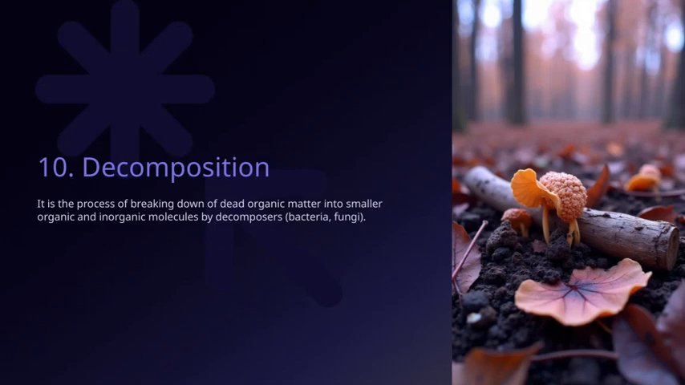Decomposition is a crucial process in ecosystems. It involves the breakdown of dead organic matter, which includes things like fallen leaves, dead plants, and even animals that have decayed. This process is carried out by decomposers, mainly bacteria and fungi. These microorganisms play a vital role because they convert complex organic materials into smaller organic molecules and inorganic substances. This transformation is important because it recycles nutrients back into the soil, making them available for plants to use again.